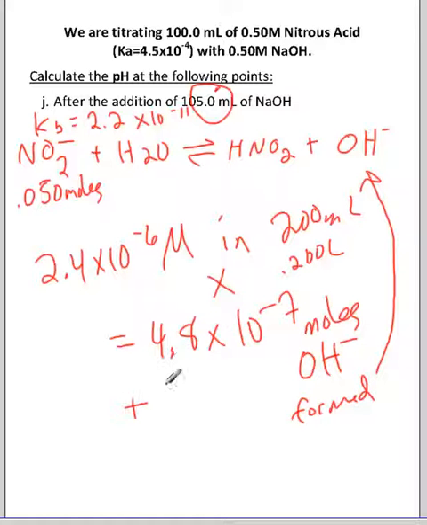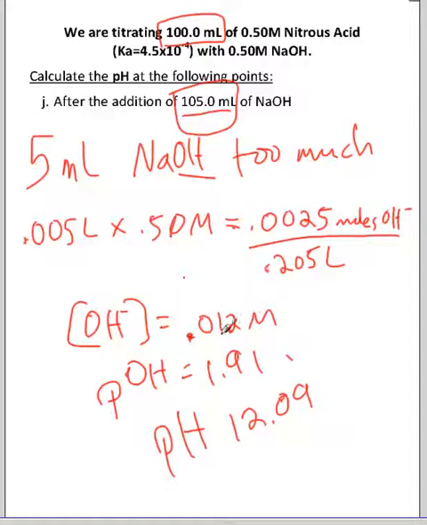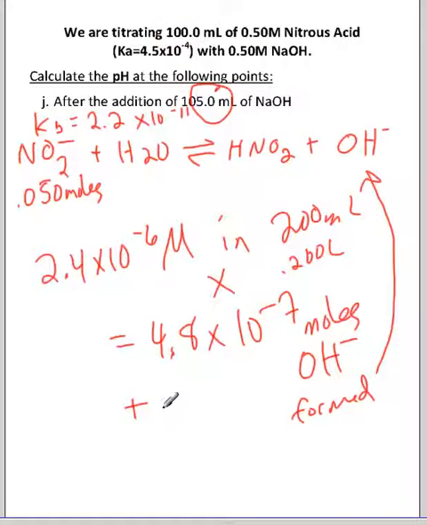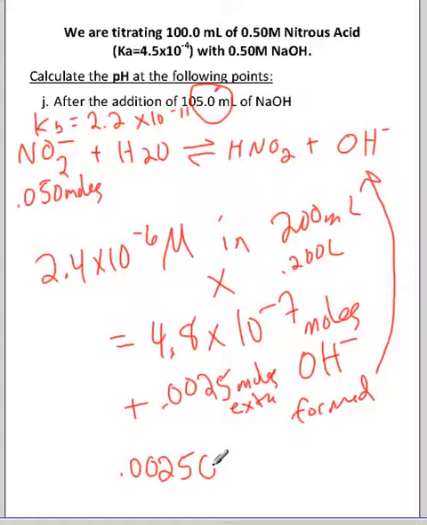So I'd have to add that to the amount from my extra, which if I go back, was 0.0025 moles extra. So I would add this value to 0.0025 moles extra. And if I did that math, plus 0.0025, I get an answer of 0.00250048. Or in other words, adding that didn't make any difference. Only the extra OH ion mattered.